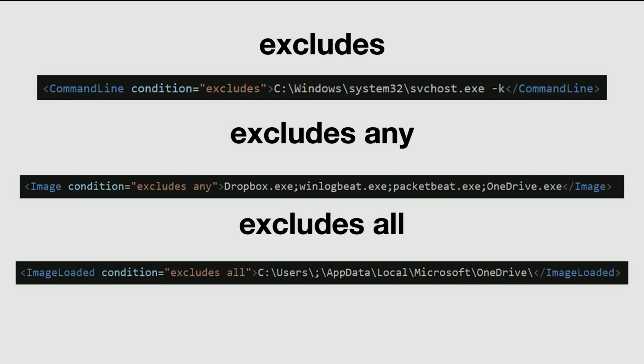And then we have excludes all, which is I want to make sure that if all of the values are present in that string, I want to exclude this specific type of event. So in this case would be C users and then app data local Microsoft OneDrive for an image load. This means that anything that gets loaded from that location, I want to exclude it. I don't want to log it.